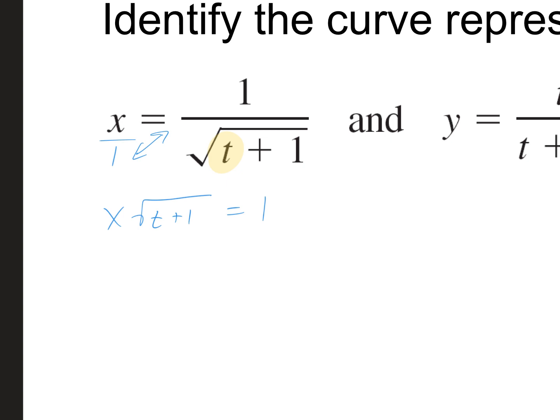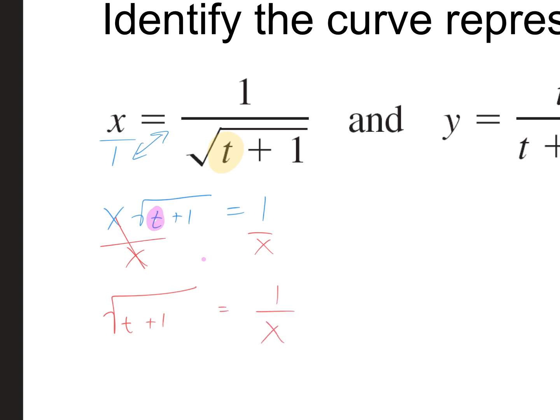Everybody with me? Okay, we're trying to get t by itself. Trying to get good old t by itself. So now what do I do? Divide both sides by x. Good. So I have the square root of t plus 1 equals 1 over x.